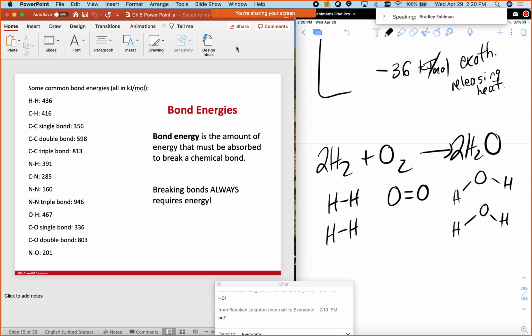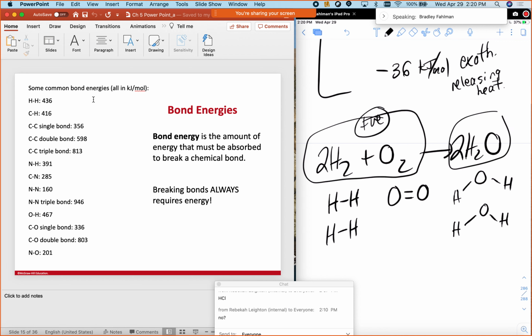And then just look in your table of data that I would give you. This is not something you have to waste space on your note card for, all these. I will give you these in the question itself. And then you just look at this and say, these are all going to be broken, so they're going to be positive. This is going to be formed, that's going to be negative, so exothermic. And so then you've got two H-H bonds, so it's going to be 2 times plus 436.